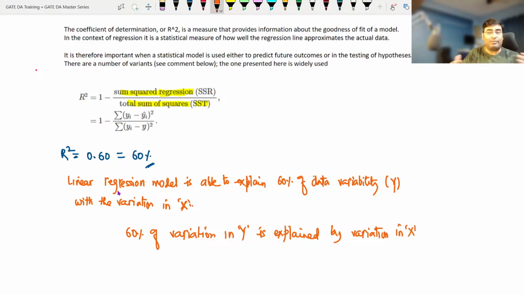So how much are we not able to explain, guys? We are not able to explain 40%, which would be attributed to the error of the model, right? Make sense or not, guys? Clear?